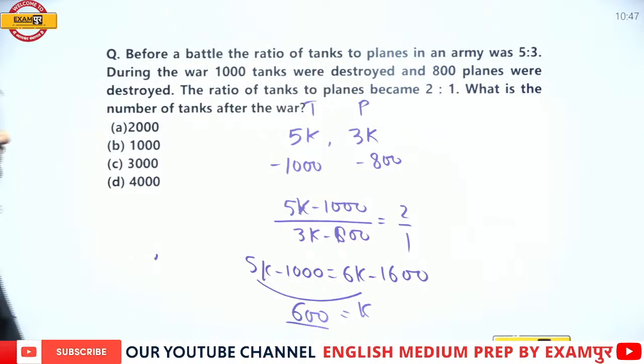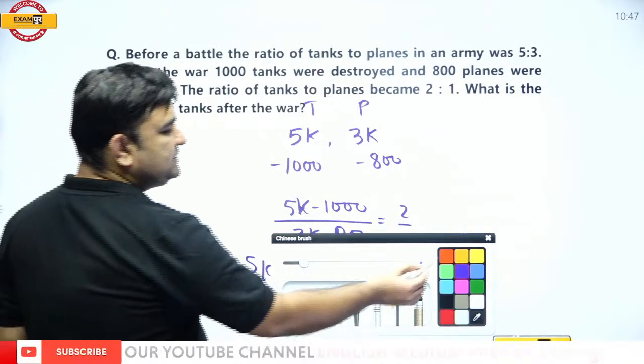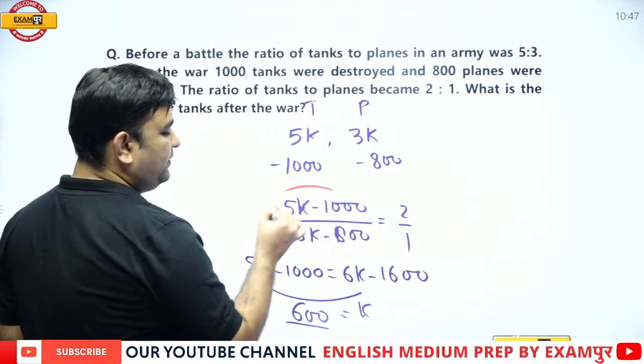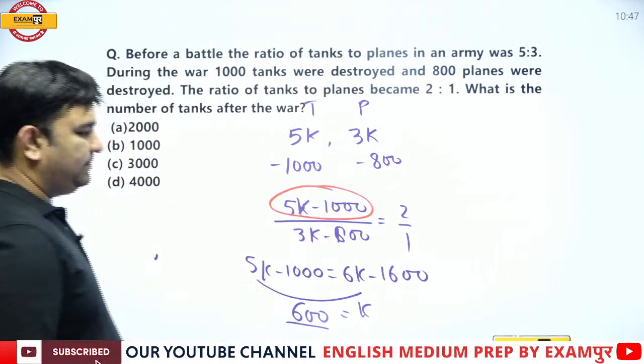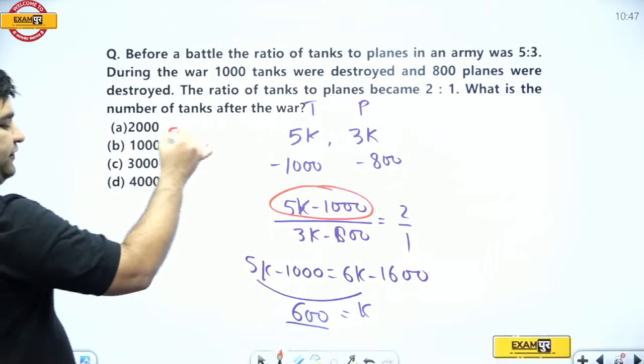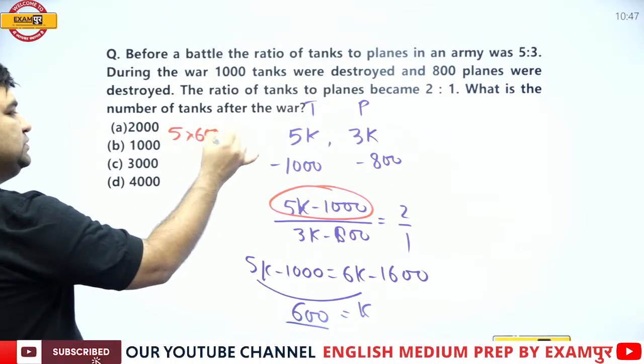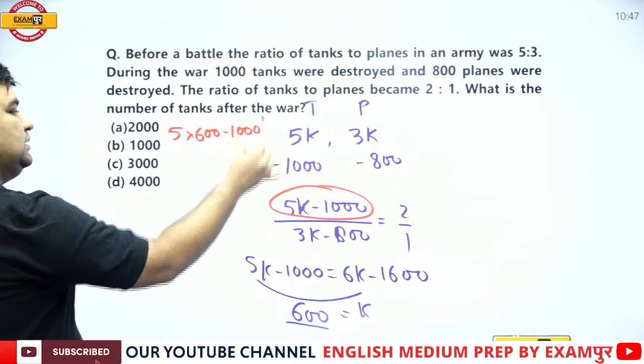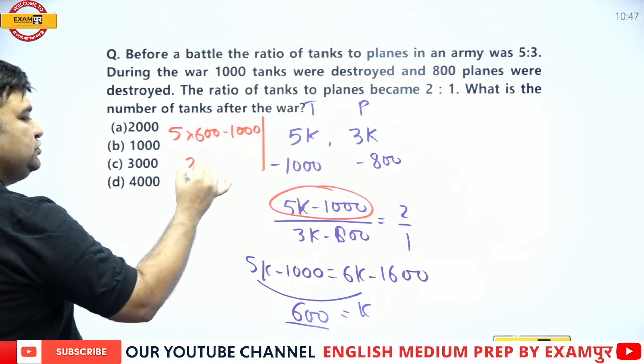Number of tanks after the war are 5K minus 1000. So it's 5 into 600 minus 1000. 3000 minus 1000, 2000.